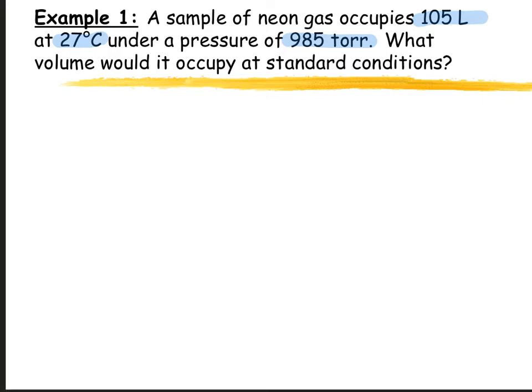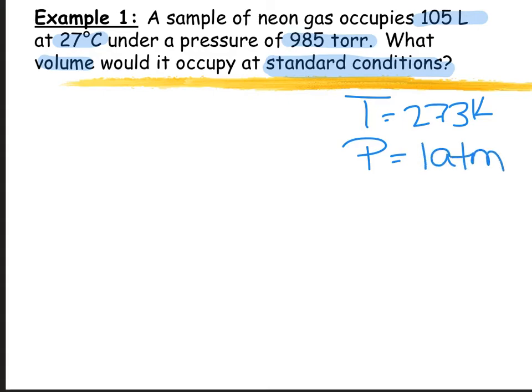A sample of neon gas occupies 105 liters, got that one, at 27 degrees Celsius, got that one, and under a pressure of 985 torr, got that one. Where's my other set of numbers? It asks what volume, that must be my unknown, would it occupy at standard conditions? That's the key right there. Whenever I have standard conditions, I know what the temperature and pressure are. I know that the temperature is equal to 273 Kelvin, and I know that the pressure is 1 atm. Those are my other numbers. What I don't know is the volume with that set of information.